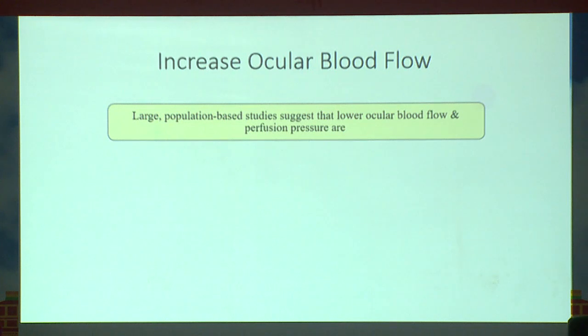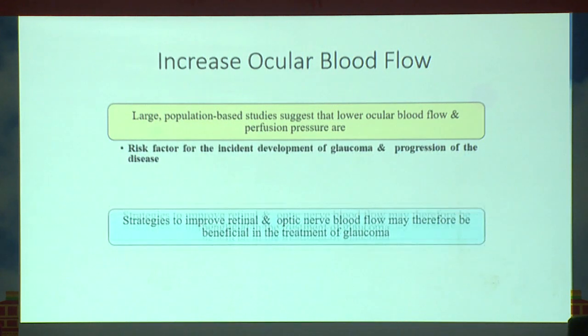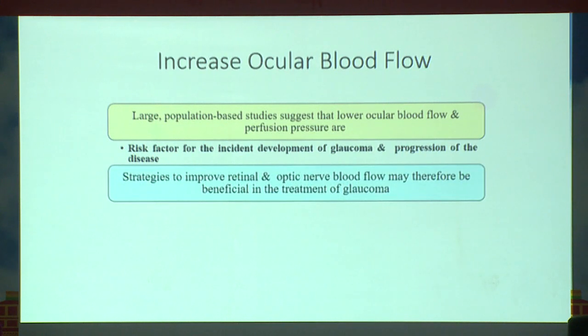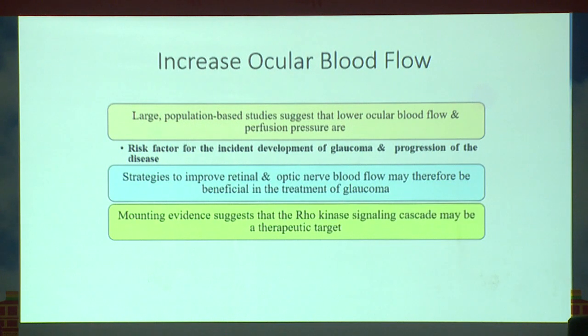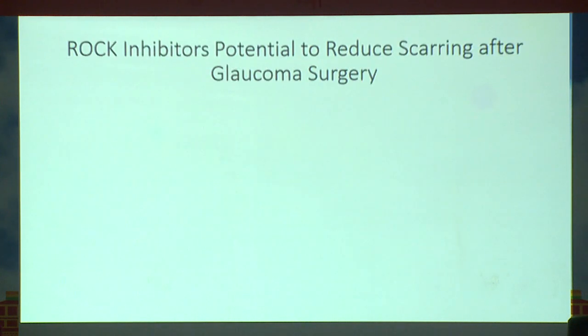Large population-based studies suggest that lower ocular blood flow and perfusion pressure are risk factors for the incident development of glaucoma and progression of the disease. Strategies to improve retinal and optic blood flow may therefore be beneficial in the treatment of glaucoma. Mounting evidence suggests that the ROCK kinase signaling cascade is a therapeutic target. ROCK kinase inhibitors can increase the blood flow by causing vascular smooth muscle relaxation leading to vasodilatation.